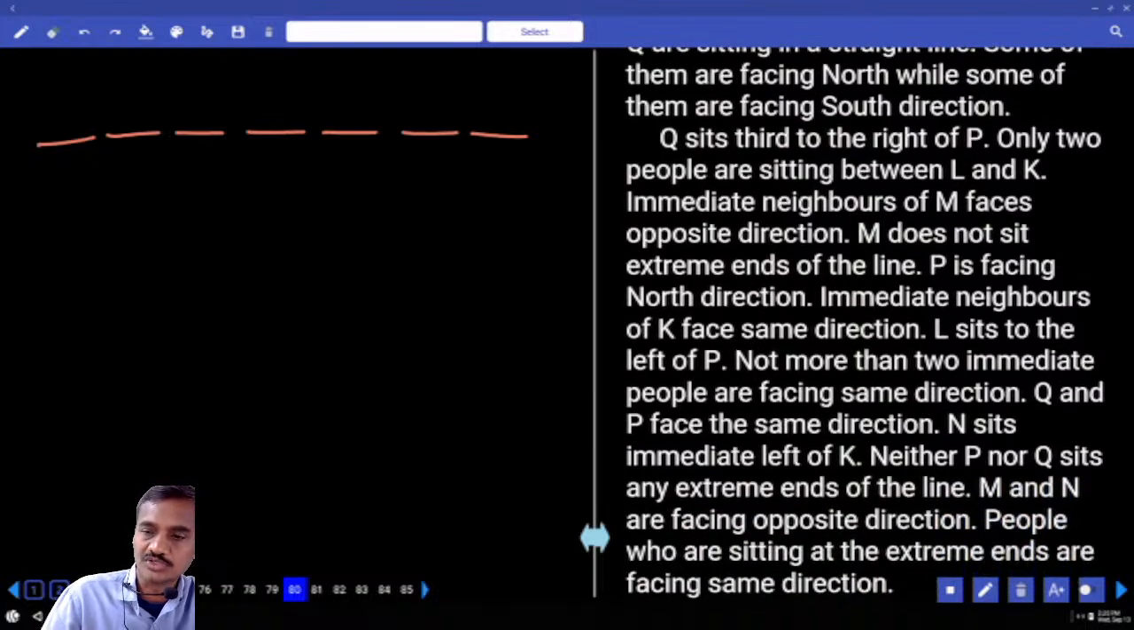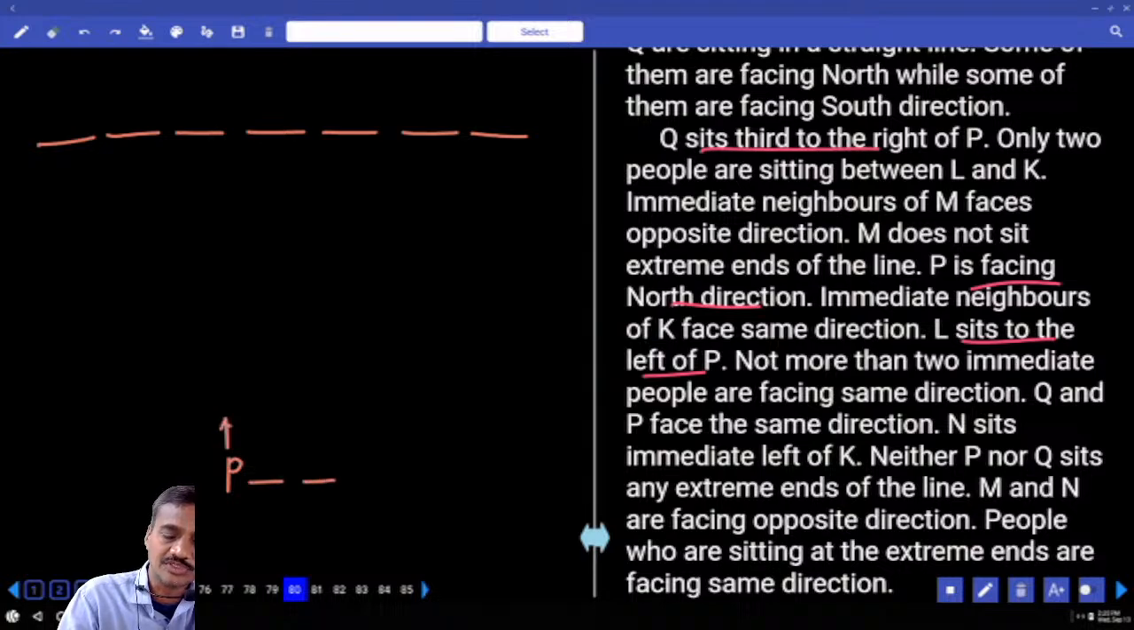Now Q sits to the right of P. And P is facing north direction, isn't it? L sits to the immediate left of P. Now the combination of these 3 statements. First one, Q sits to the right of P, P is facing north. And Q is to the right of P, Q is here, isn't it?